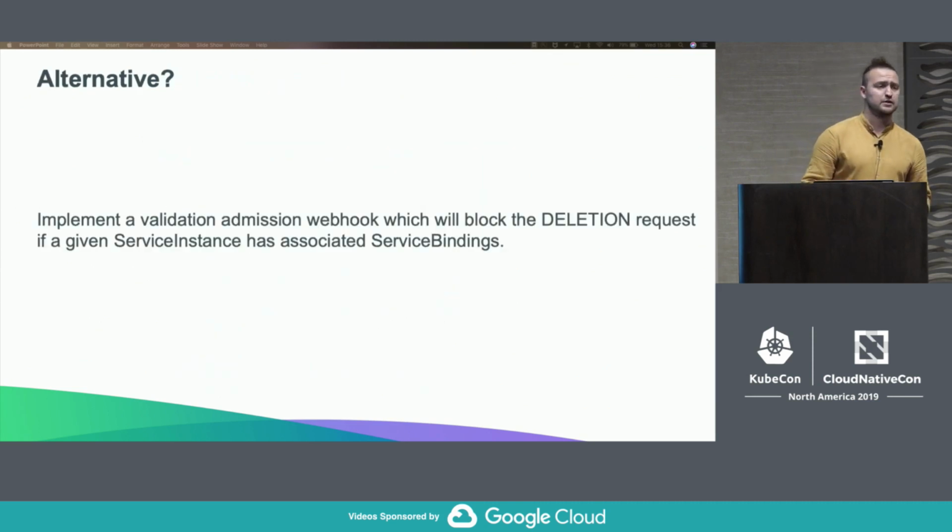Is there any alternative? Another option to deal with this issue is to implement a proper validation webhook, so we can reject the deletion request before it reaches the main API server. And if you use Service Catalog and have some thoughts about it, please share them with us under the issue about cascade deletion.